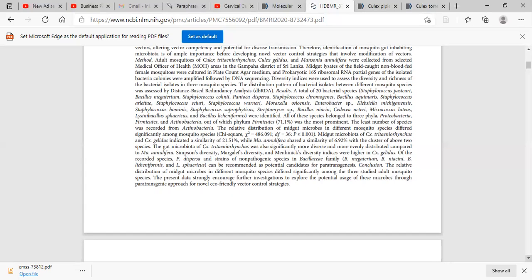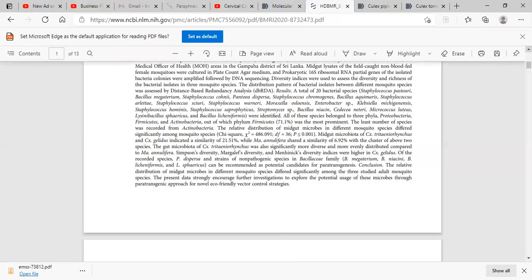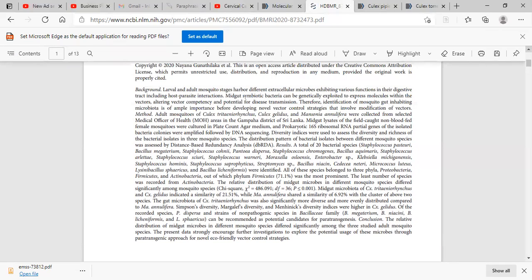So what will be the conclusion of this kind of study? The relative distribution of the midgut microbiome differs significantly among the three studied adult mosquito species. The present data strongly encourage further investigation to explore the potential usage of these microbiomes through a paratransgenic approach for a novel, eco-friendly vector control strategy. This is the abstract presentation from the Sri Lanka study.